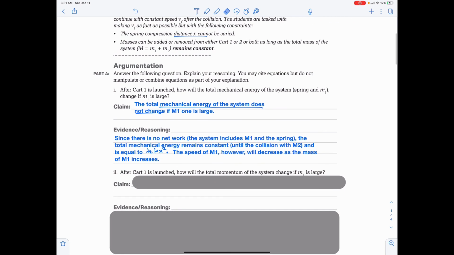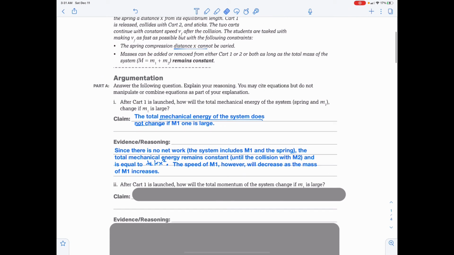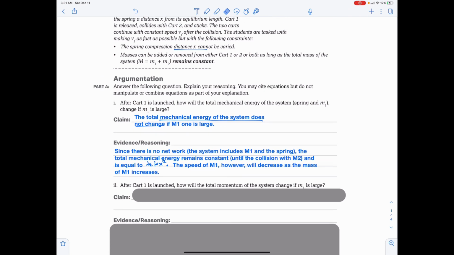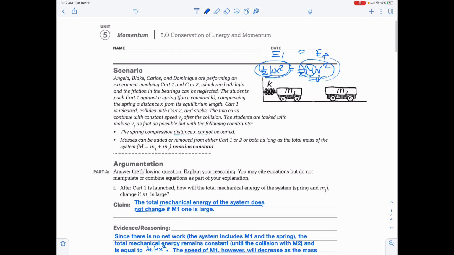Since there is no net work in the system, including mass 1 and the spring, the total mechanical energy remains constant until the collision. The total mechanical energy is equal to the spring energy, 1/2 kx squared. The speed of M1 does decrease as mass 1 increases, but the total mechanical energy does not change. So the kinetic energy will be the same as that spring energy.